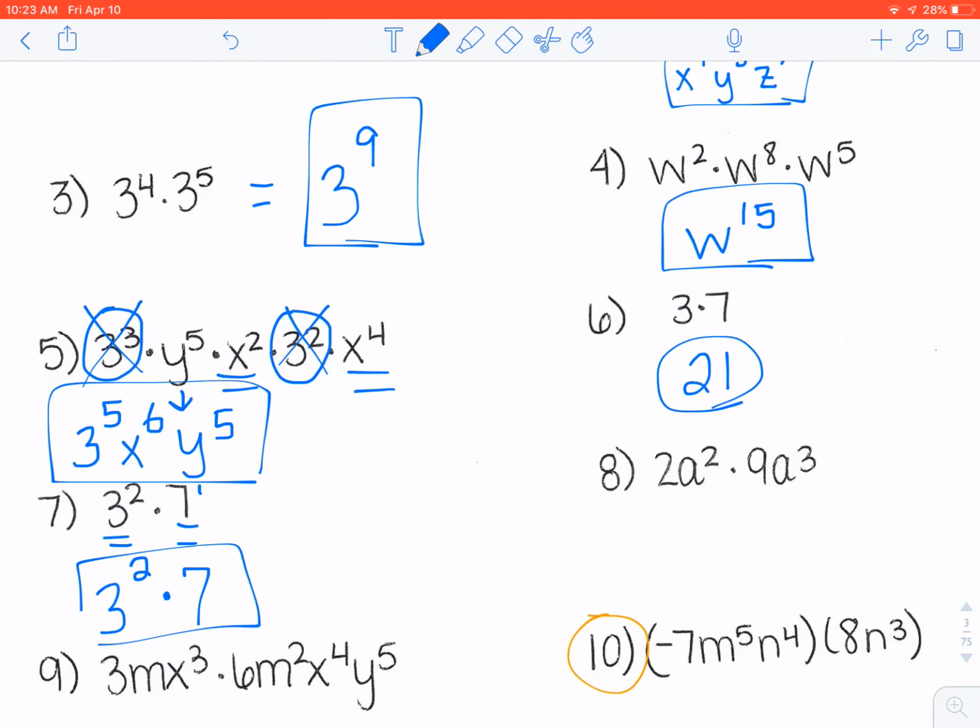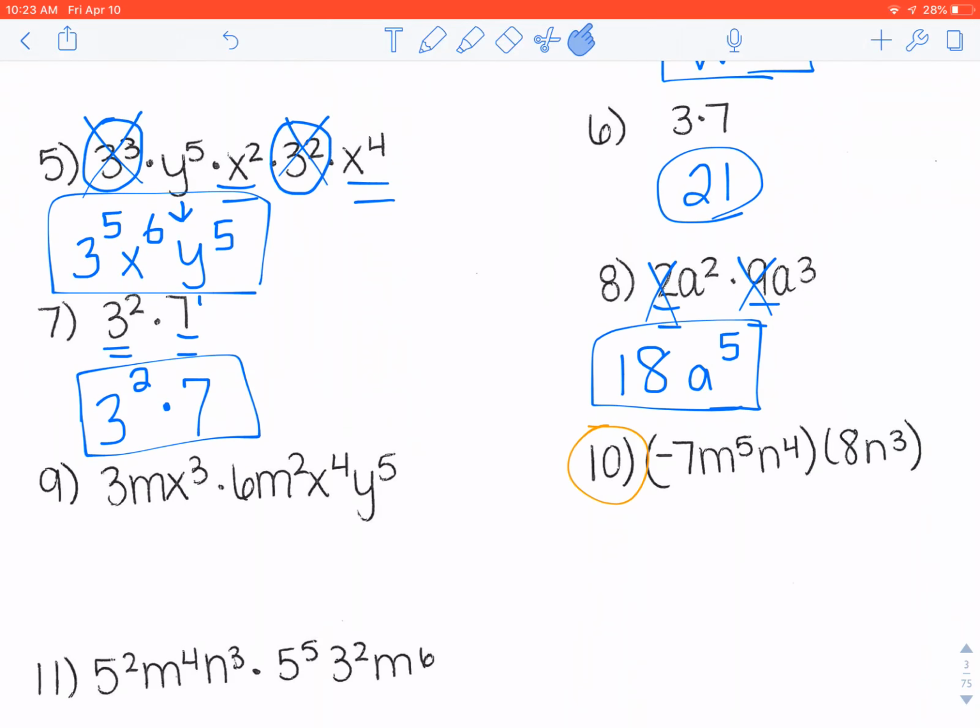Okay? Number 8, you have 2 coefficients, the 2 and the 9. They are different. They don't have any powers. So 2 times 9 is 18. Okay, and then a to the 2nd times a to the 3rd becomes a to the 5th. So 18 a to the 5th is your reduced answer in 8.